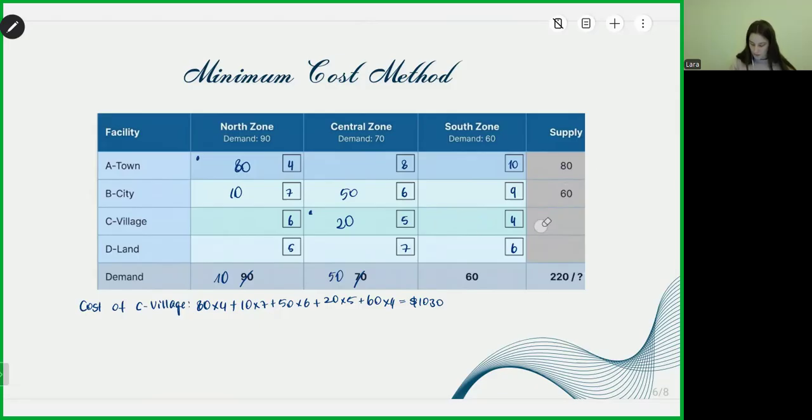Okay, so I'm going to erase all these now. So we can do for the land. So I'm going to cross out C village. And again, this is 140. 220 minus 140. I have to write 80 here.